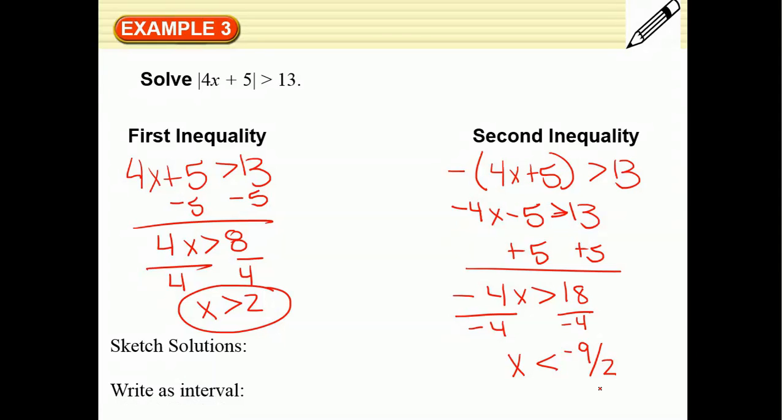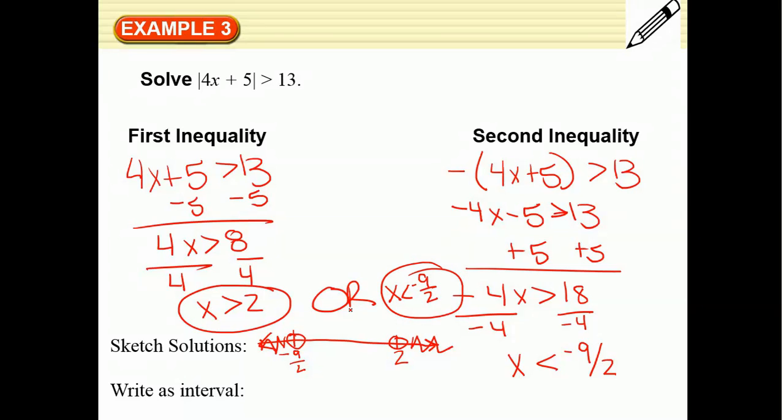So now let's graph what this problem is going to look like. So I have a number line right here. X is, looks like negative 9 halves would be there, and 2 would be here. Open dots, right, because we're less than or greater than. And then greater than 2 and less than negative 9 halves. So my actual answer will be an OR inequality. So big OR in the middle.